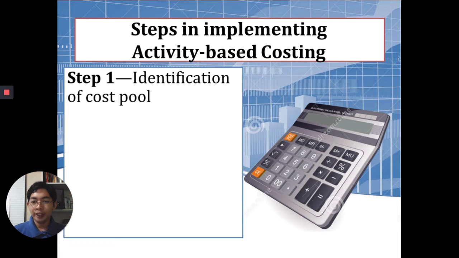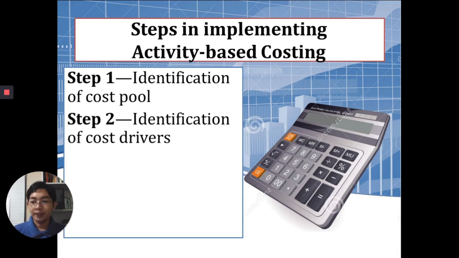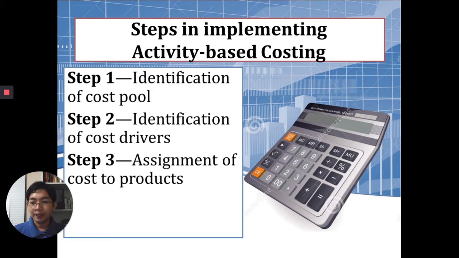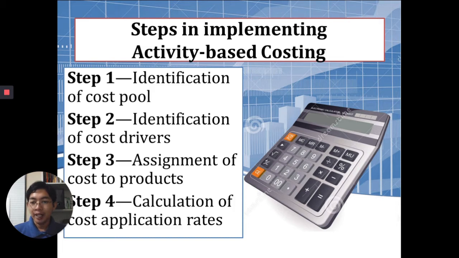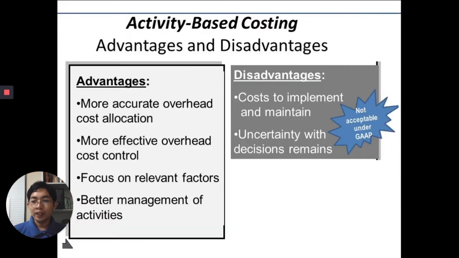Step 1, you should identify your cost pool, which is the group of cost objects. Step 2, you identify the cost driver that causes the cost of your cost pool. Step 3, assign the cost to products. And step 4, calculate the cost application rates. What are the advantages and disadvantages of activity-based costing?